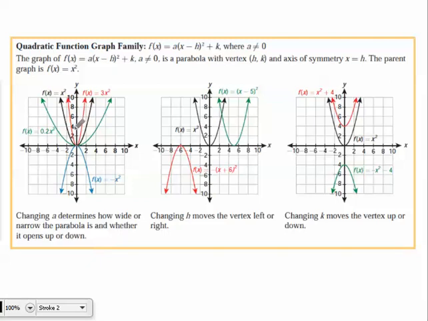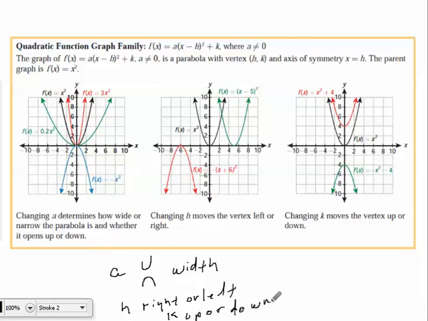Okay? So you just need to be able to keep track of these things that are causing the shifting on this one. The a will either make it be a horseshoe or a rainbow. It will also determine width. Okay? The h, right or left. And the k, up or down. Those are the things you need to keep in mind when you're doing this, okay?